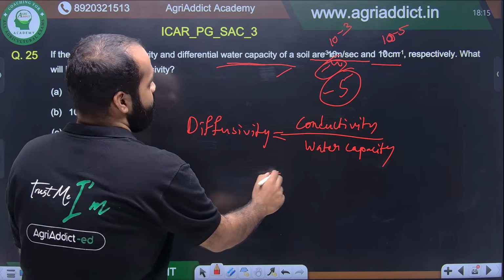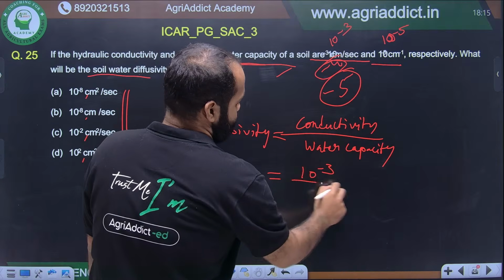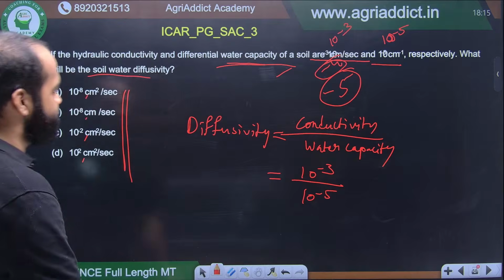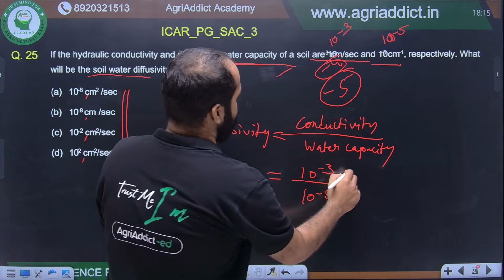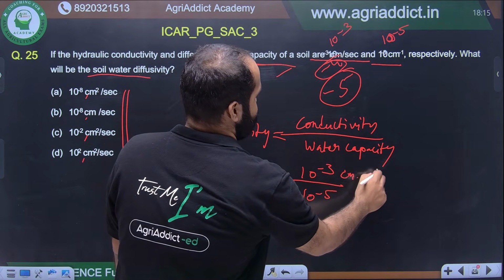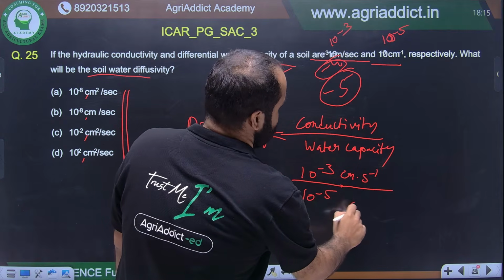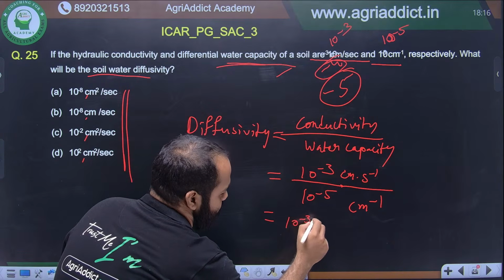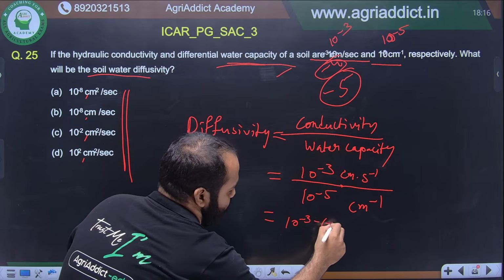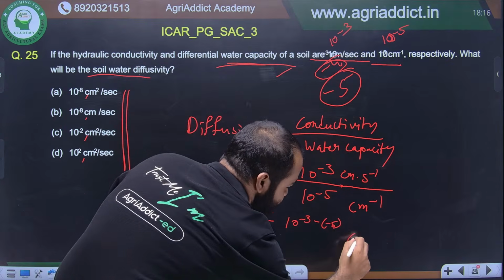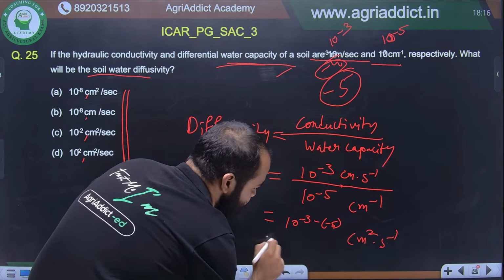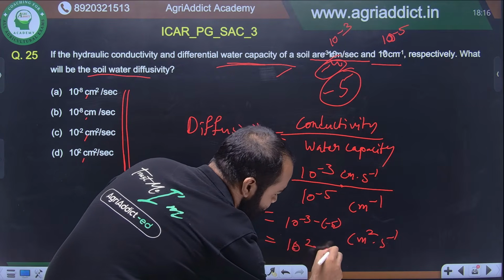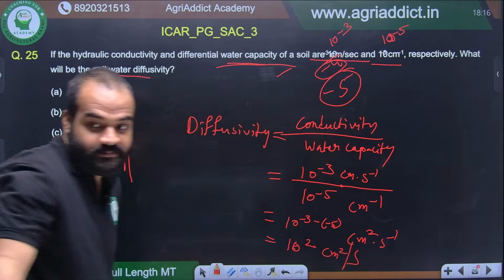So इतने तो easy तो है. Conductivity is 10 to the power -3. Capacity is 10 to the power -5. Be very clear with the units because units यहाँ पे भी different दिया हुआ है ना? So the unit of hydraulic conductivity is centimeter per second and the unit of this is centimeter to the power -1. 10 to the power -3 minus of -5 और unit हो जाएगा centimeter square per second. So minus of -5 means +5. +5 -3 means 2. 10 square centimeter square per second. All right.